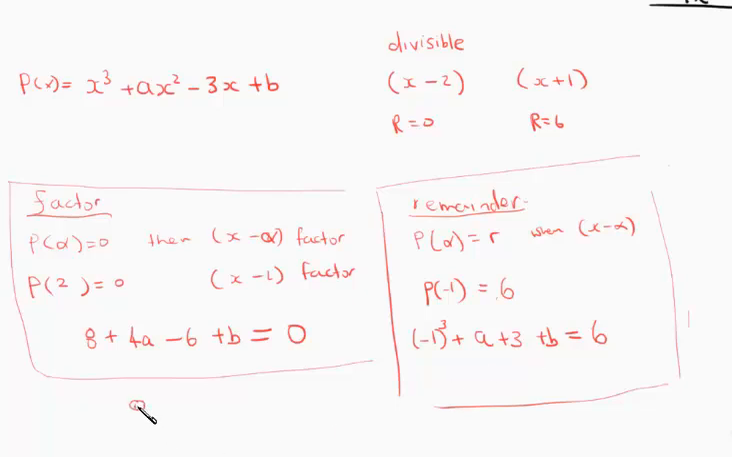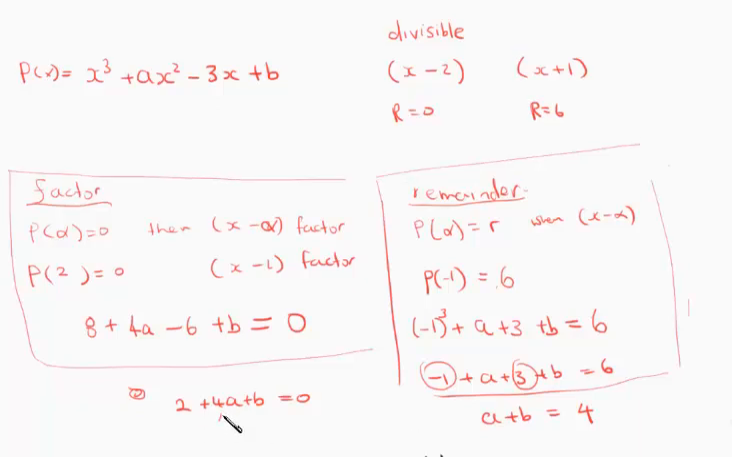So have a look. This is 8 minus 6 is 2. 2 plus 4a plus b equals 0. This one here is minus 1 plus a plus 3 plus b equals 6. So therefore, a plus b equals 2... I'm going to move this one to the other side, it is equal to 4. And this one here is 4a plus b equals minus 2. So maybe you guys have done simultaneous equations before.